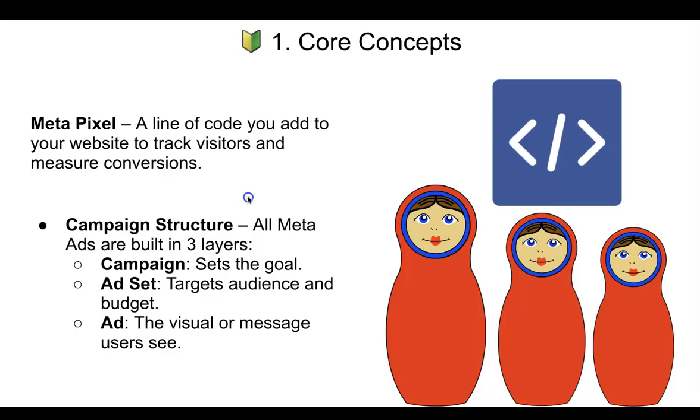But yeah, so the first structure, the first doll that we have is the big doll, right? Which is the campaign, which is where you'll set the goals. And then the ad set is the second doll, right? That's where you're able to target your audience and budget. And then we have the actual ad, which is the little doll. And the ad is the actual visual or message the users would see.